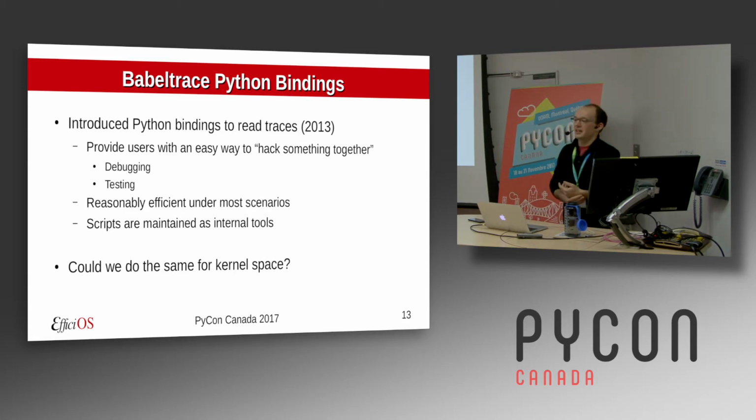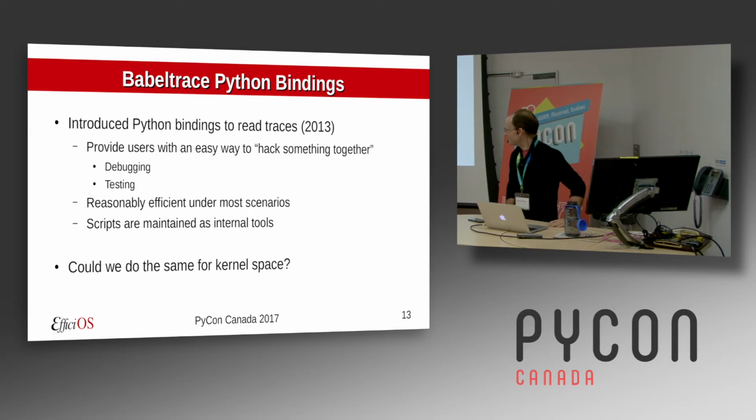With LTTng, you can enable every event in the kernel, so that's going to be thousands of events. Of course, that's going to take some time to process. But if you're careful about what you enable, it's manageable. It's not going to be too bad.